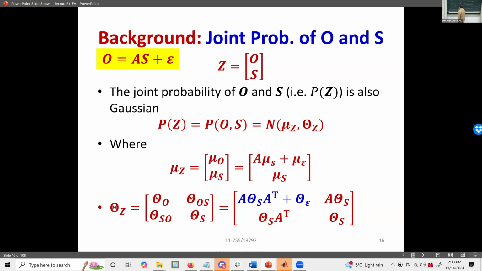I'm just going to add this. If I say O equals AS plus epsilon, this implies P of O comma S, which is the joint of O and S, is a Gaussian. What do we have here? The mean is A mu S plus mu epsilon, and mu S. And the covariance is A theta S A transpose plus theta epsilon, A theta S, theta S A transpose, and theta S. Again, anything controversial about this?